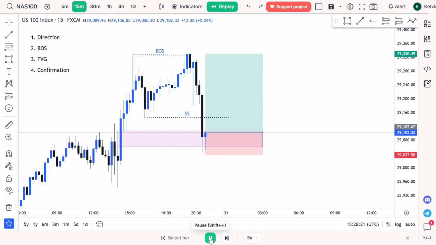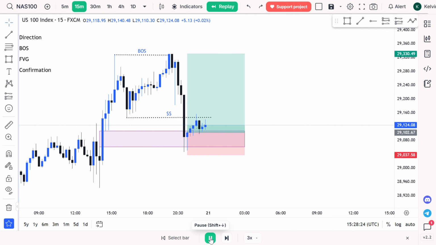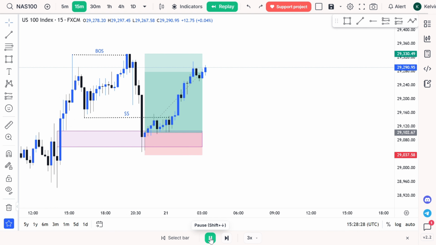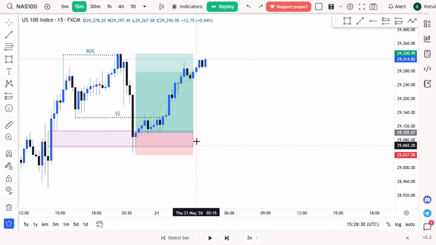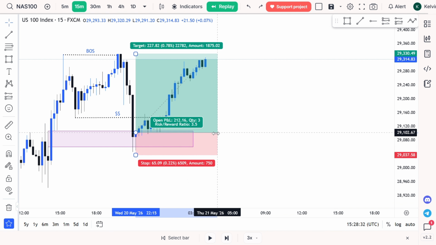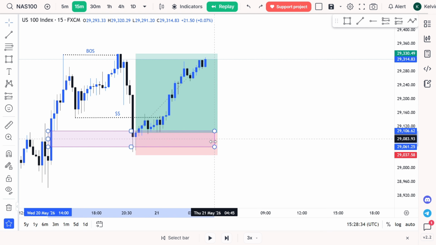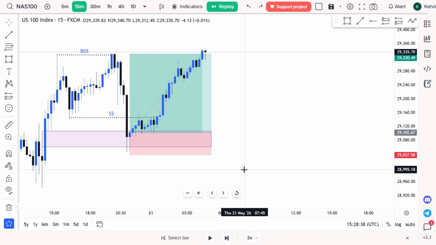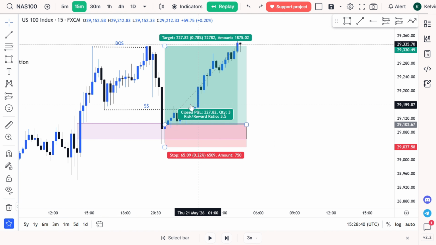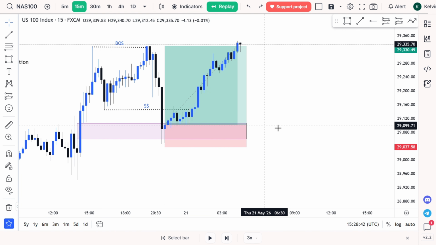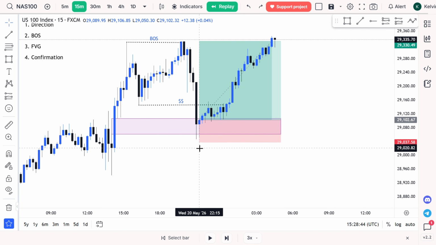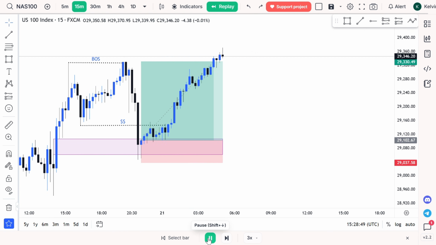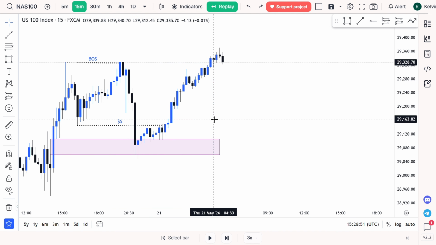So if I play out price, you can see clearly price went straight up into our take profit. So if I adjust this, you can see clearly price went up into our take profit. So that is how you get your trades in this kind of trade setup. Then if I continue playing out price, let's see if price will come back into this fair value gap.